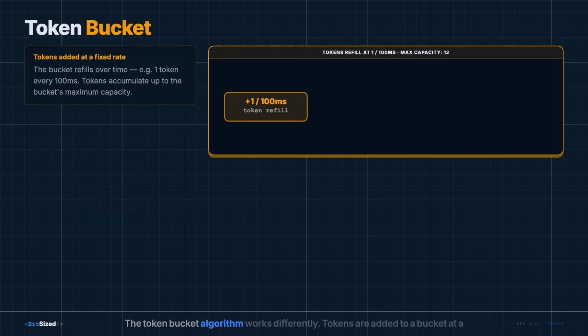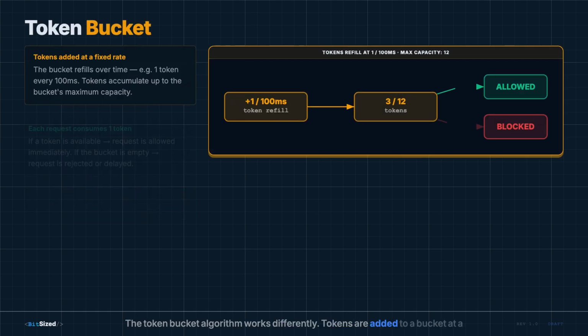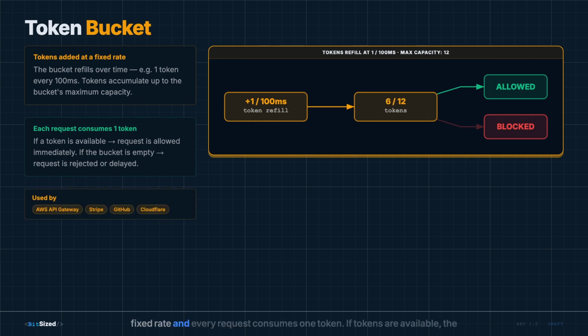The token bucket algorithm works differently. Tokens are added to a bucket at a fixed rate, and every request consumes 1 token. If tokens are available, the request is allowed immediately. If the bucket is empty, the request is rejected or delayed.